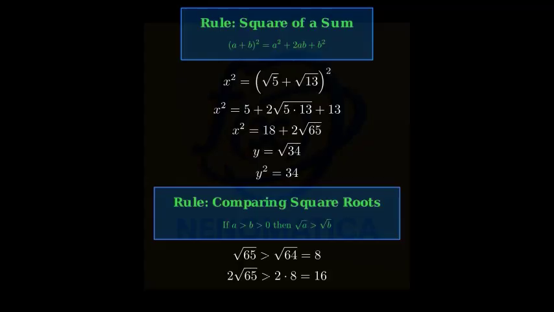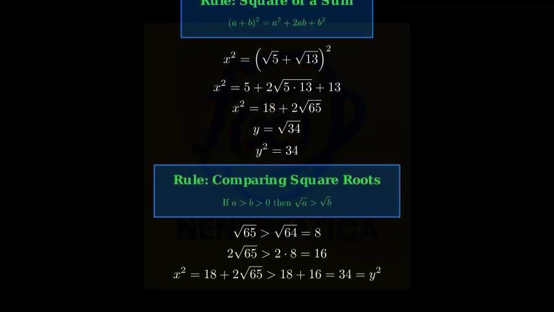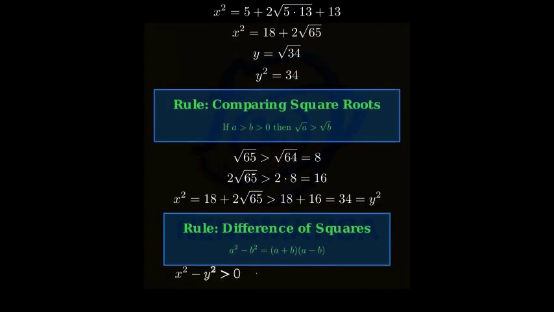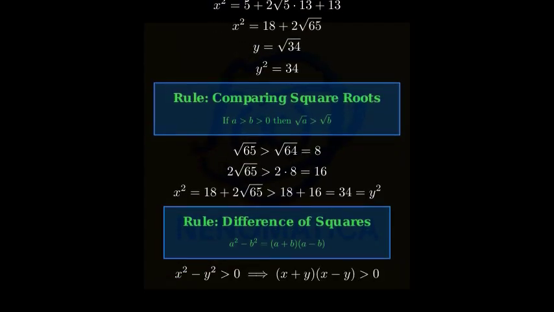Now we can compare x squared and y squared. X squared equals 18 plus 2 times the square root of 65, which is greater than 18 plus 16, which equals 34, which is y squared. Since x squared is greater than y squared, we can say that x squared minus y squared is greater than 0. We can factor this as x plus y times x minus y is greater than 0.